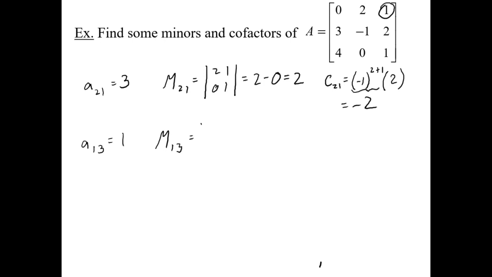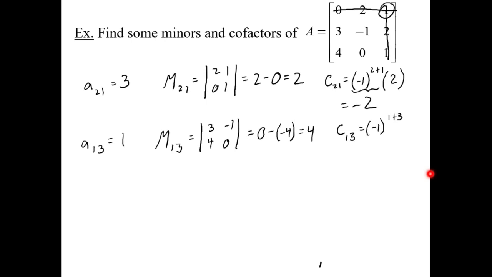M13, so again, we're going to find the determinant. We're going to remove the row containing that entry, remove the column, and then we find the determinant of the smaller matrix. So multiply the main diagonal minus multiplying the other diagonal. And so my minor in this case is 4. Okay. C sub 1,3 is equal to negative 1 to the 1 plus 3 power times the minor we just calculated, which is 4.